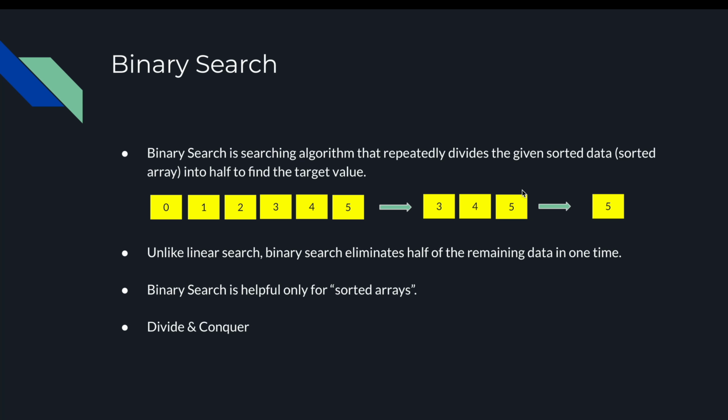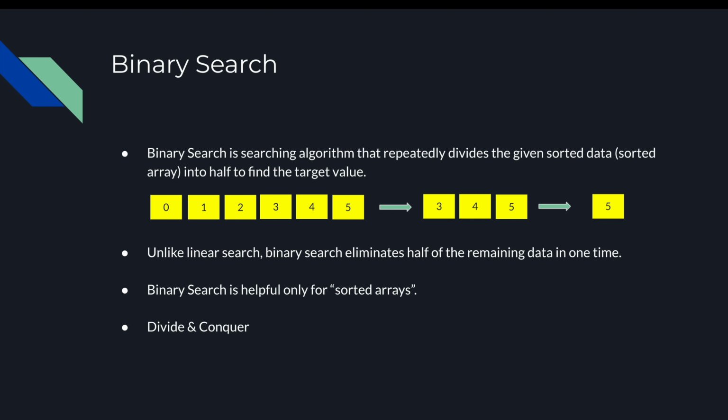Now if I ask you to find the middle index of this array, the middle index is 4 and 5 is greater than 4, meaning 5 will lie in this half of the array. So we will eliminate 3 and 4 together. And continuing with the 5, we can compare that this is our target value. And that's how binary search works.